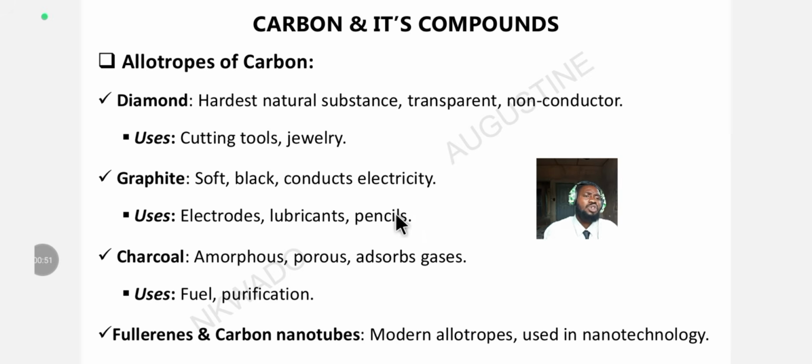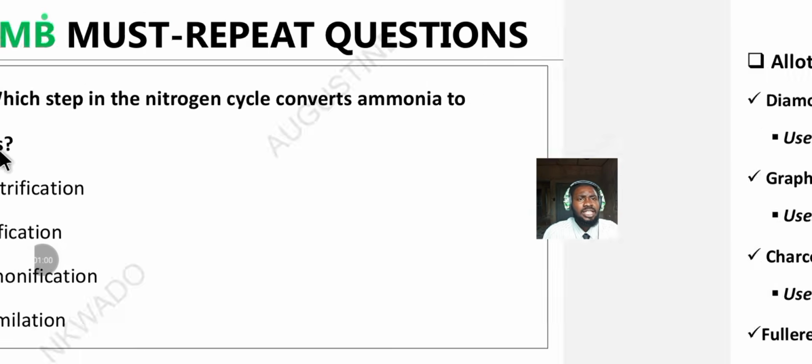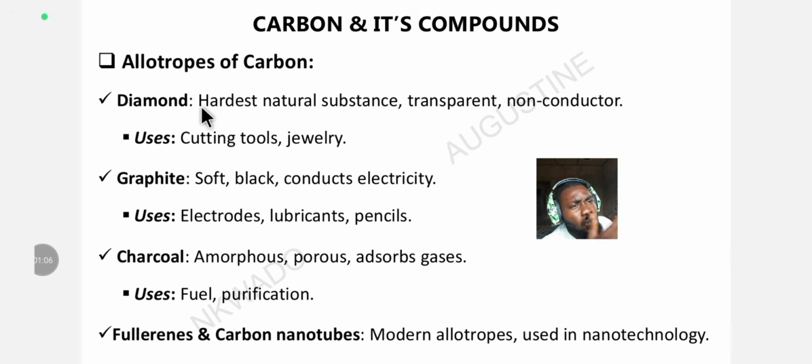All right, without wasting much time, let's head straight into the nitty-gritty of today. And the nitty-gritty of today is carbon and its compounds. Before you treat carbon and its compounds, you are supposed to talk about the allotropes first, because the allotropes of carbon are very important. Just like with sulfur, where we treated rhombic sulfur, monoclinic sulfur, plastic sulfur, and so forth. Before you treat their compounds, you treat them first.